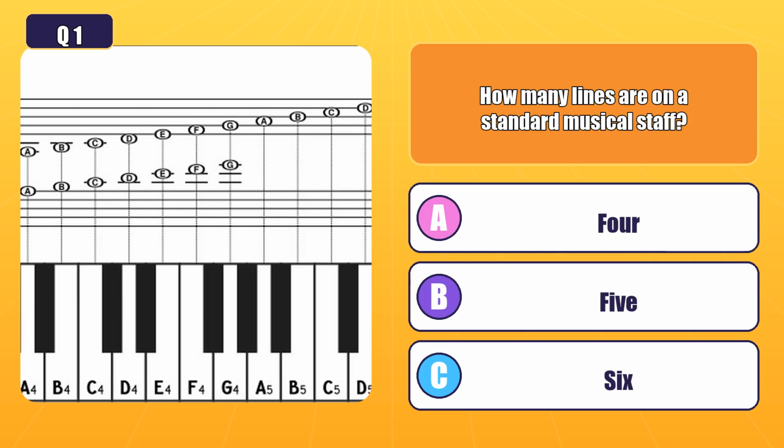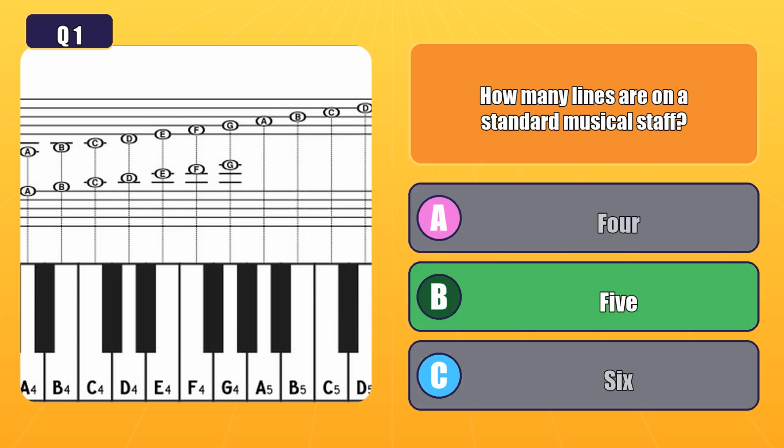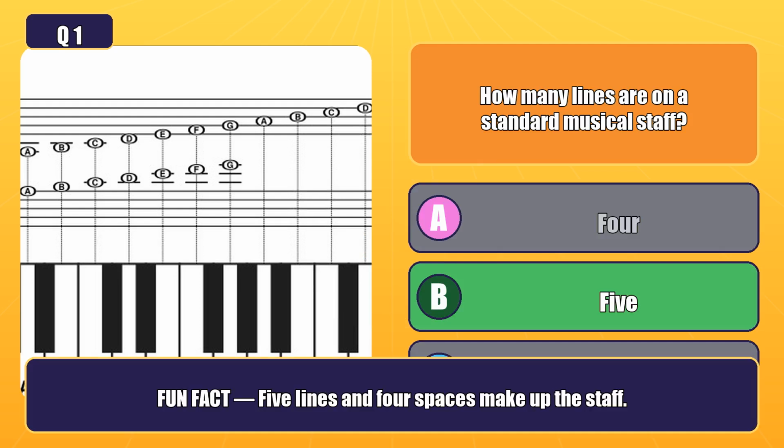Question number 1. How many lines are on a standard musical staff? The answer is 5. Fun fact, 5 lines of 4 spaces make up the staff.